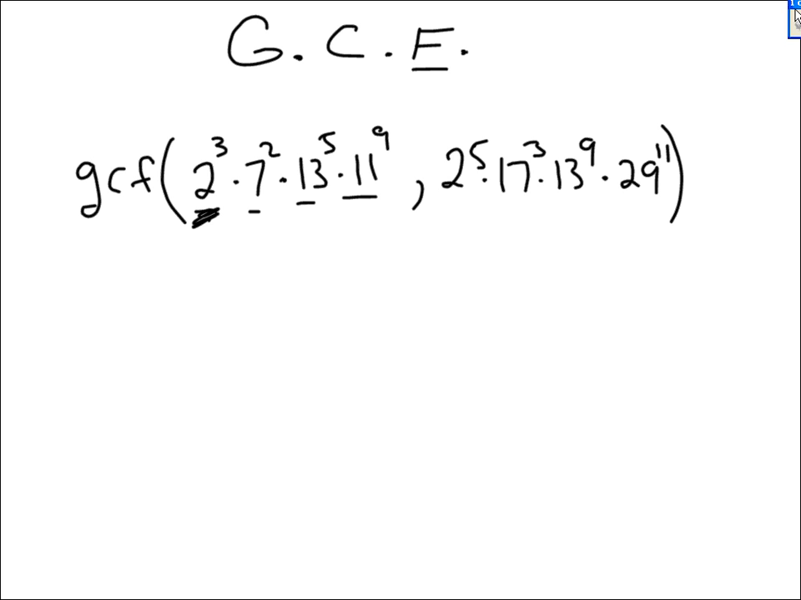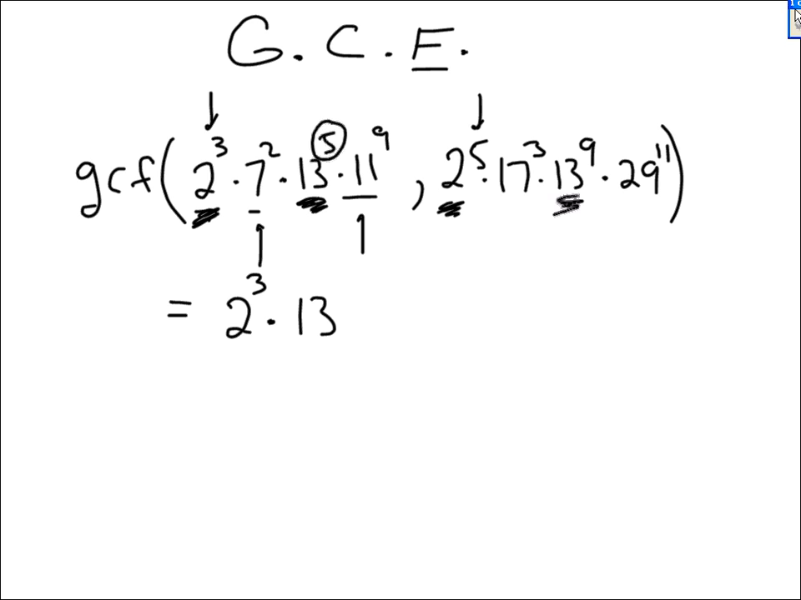Like there's a 2 here for a base and a 2 here. There's no 7 in the second number. There is a 13 in the second number. The 13 is common. There's an 11 in the first, but there's not an 11 in the second. So the GCF is going to be 2 to some power times 13 to some power. The powers of 2 were 3 and 5. We use the smaller one. 13 was common in both of these numbers.